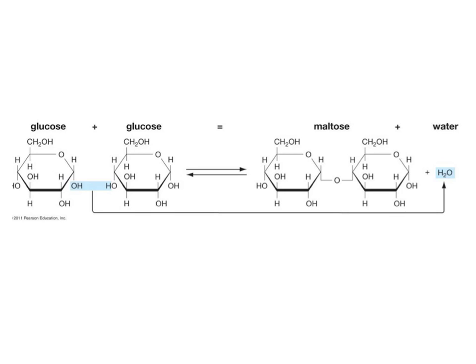All right, what we see here is a picture from your textbook. It shows a glucose molecule and another glucose molecule being joined together to form a maltose molecule. And so glucose and glucose are what? Monosaccharides. Maltose is a disaccharide formed by two glucose subunits.